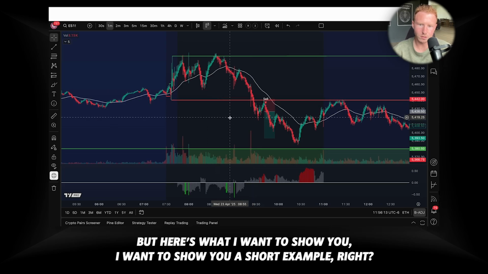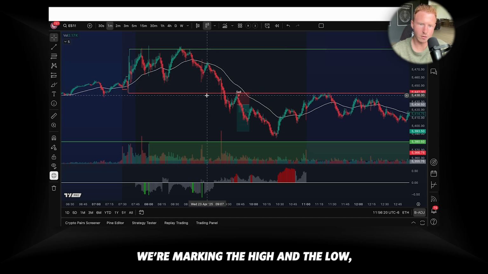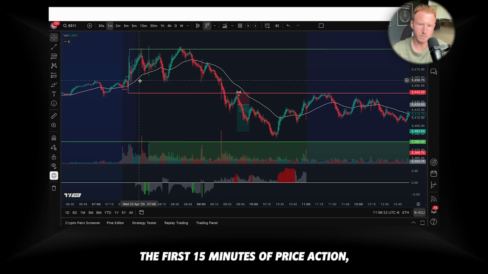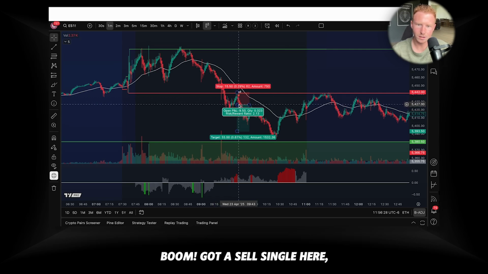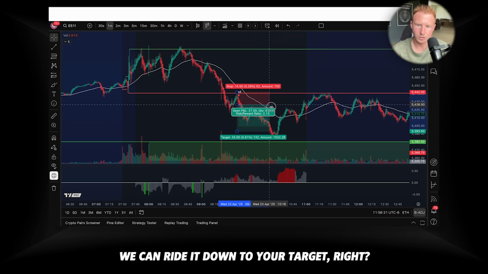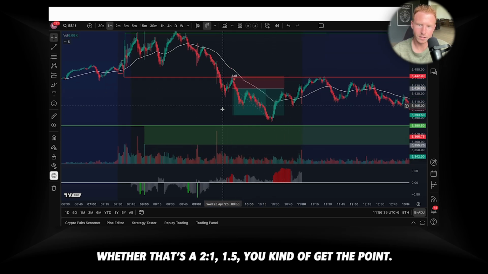But here's what I want to show you. I want to show you a short example, right? The short example is the same exact scenario, right? We're marking the high and the low the first 15 minutes of price action. We're waiting for a break below. Then we're waiting for a retest and then confirmation. Boom, got a sell signal here. We can ride it down to your target, right? Whether that's a 2-to-1, 1.5, you kind of get the point.